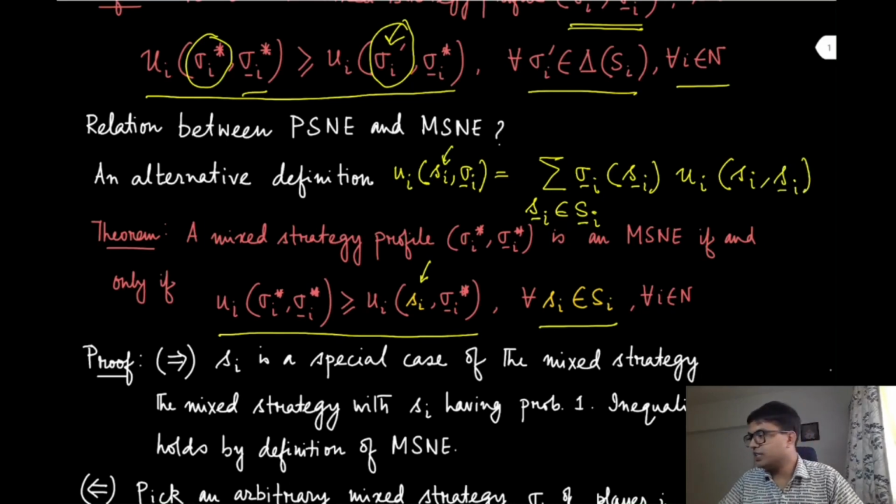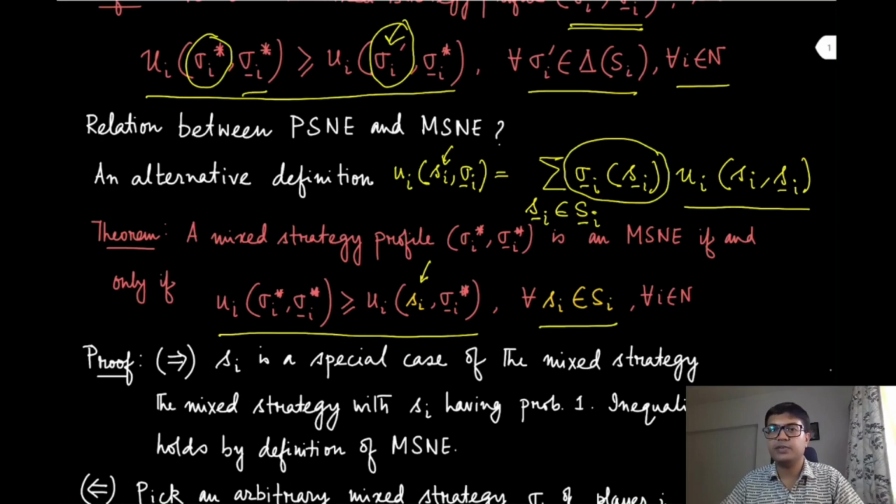So what it does is, it is picking the utility when player I is playing S_i and the other players are choosing S_minus_i, and multiplying with the probability of choosing that S_minus_i and taking its expected sum. So the expected utility of player I when it is choosing the pure strategy S_i and all the other players are choosing the mixed strategy sigma_minus_i is given by this number.